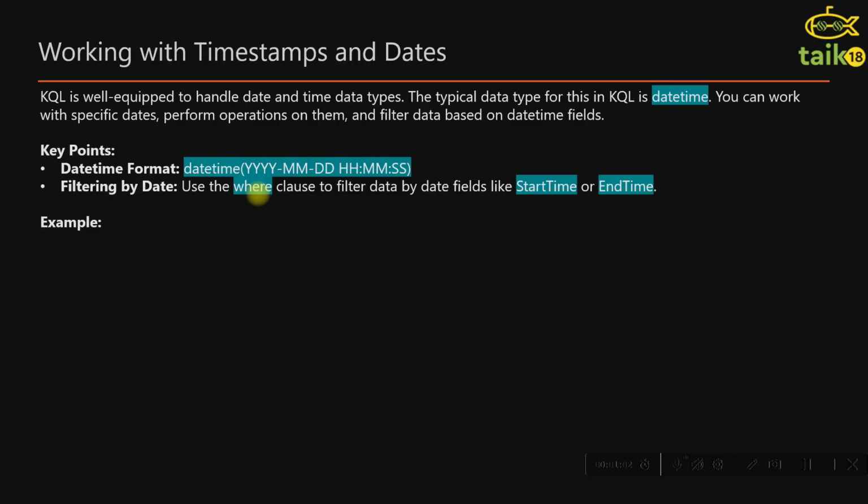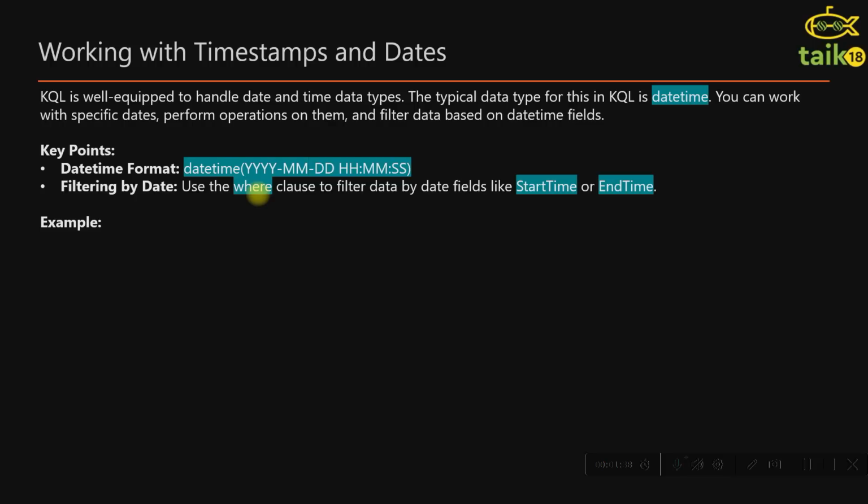KQL is well equipped to handle date and time data types. The typical data type for this in KQL is datetime. You can work with specific dates, perform operations on them, and filter data based on datetime fields. There are certain key points. The datetime format is year, month, day, and hours, minutes, and seconds. You can filter the dates by using the where clause. For example, if you have start time and end time columns, you can use a where clause like we used in our previous videos.